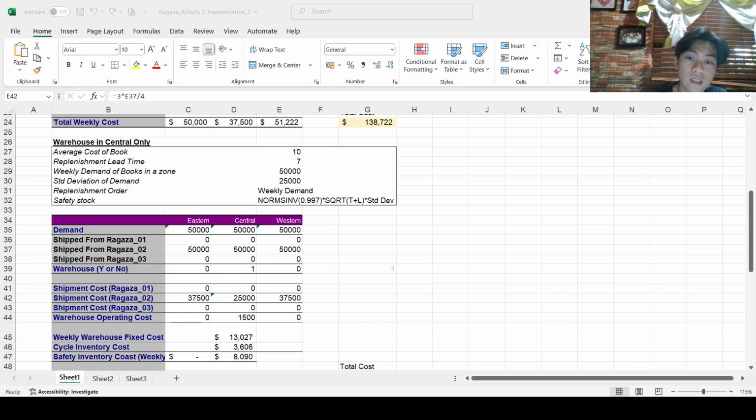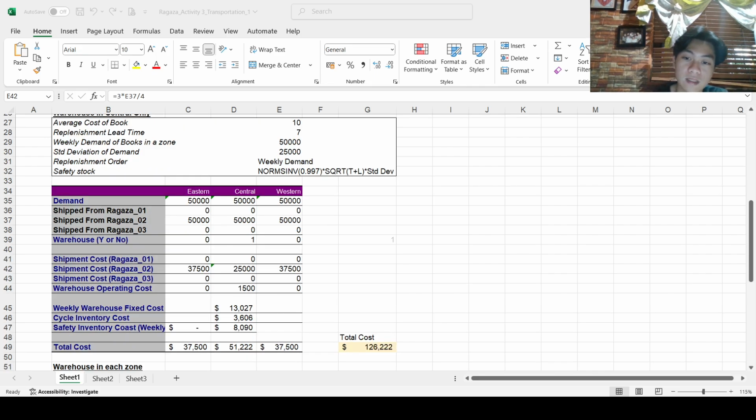And then next is the central, which is 2 multiplied by 50,000 from the shipment demand divided by 4, which is 25,000. And the western part now is the same formula, but multiplying by 3 as the western, and 50,000 from the shipment demand and divided by 4 as well. The shipment cost is 0 from eastern and then in western.